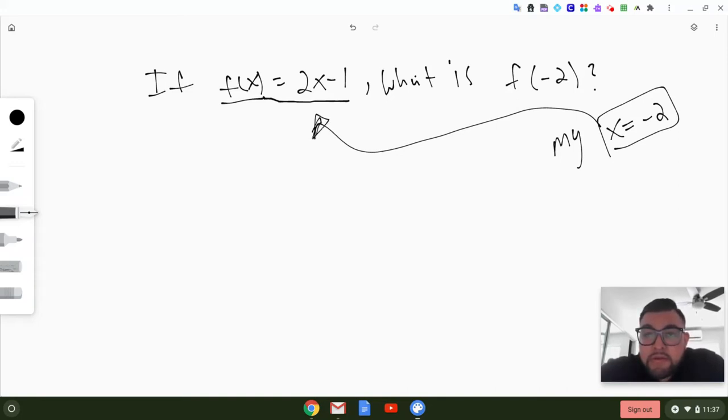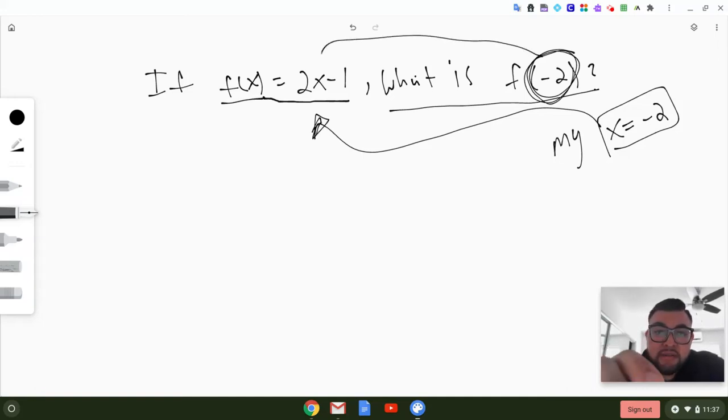Whenever it asks me what is f of something, all it means is to substitute that value inside of the function wherever I see x. So there is an x right here, and there's an x right here. I'm going to replace both of those x's with -2 because that's the value that it wants me to substitute inside of the function.